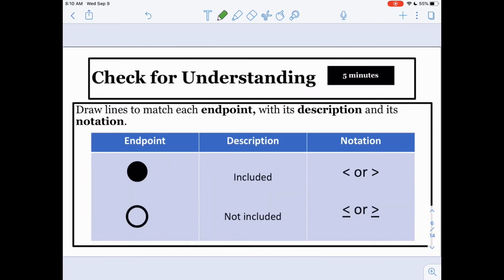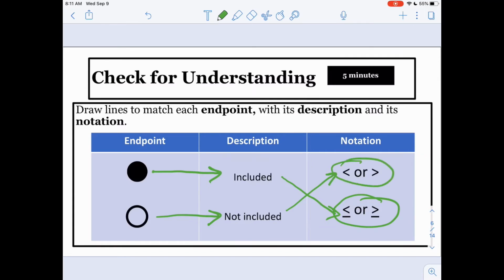Now let's check for understanding. Draw lines to match each endpoint with its description and its notation. Pause the video here for 1 minute. We should have matched this closed circle to mean included, which means I will use the less than or equal to, greater than or equal to notation. This open circle means not included, which means I will just use the less than or greater than. I will not use the or equal to part.